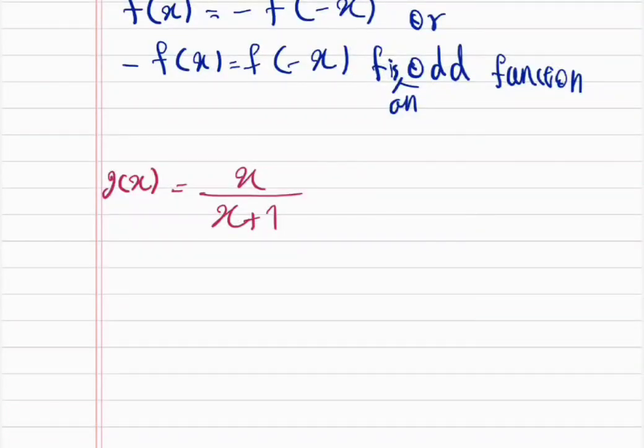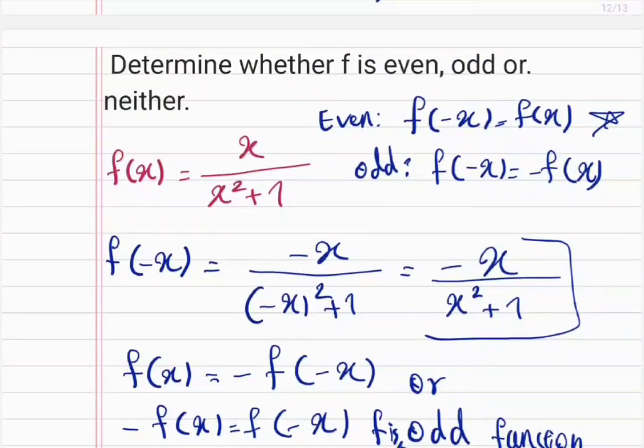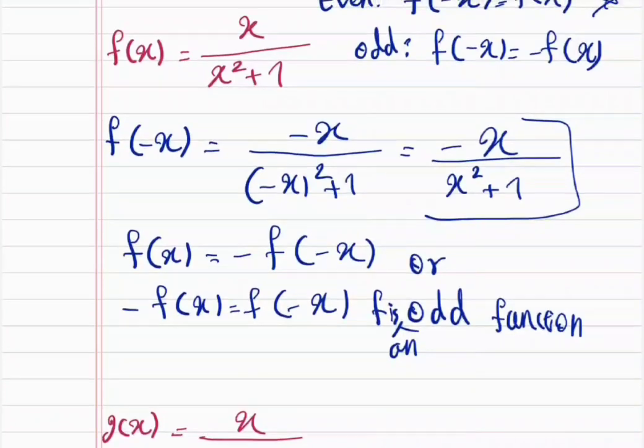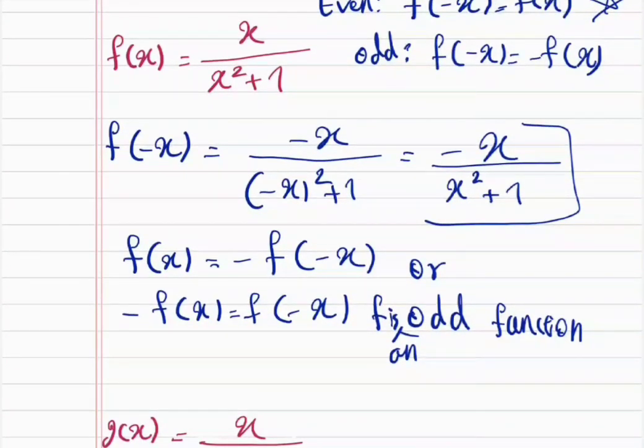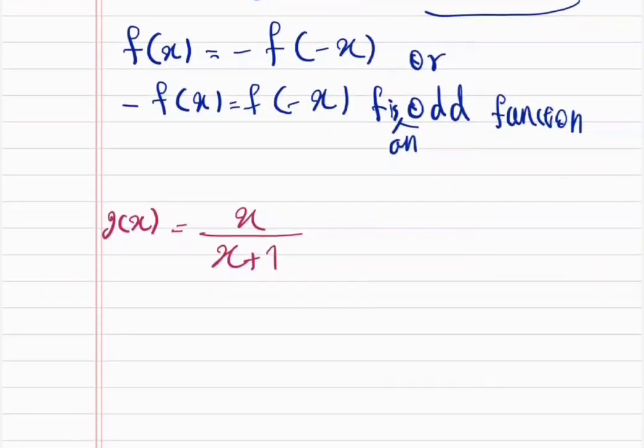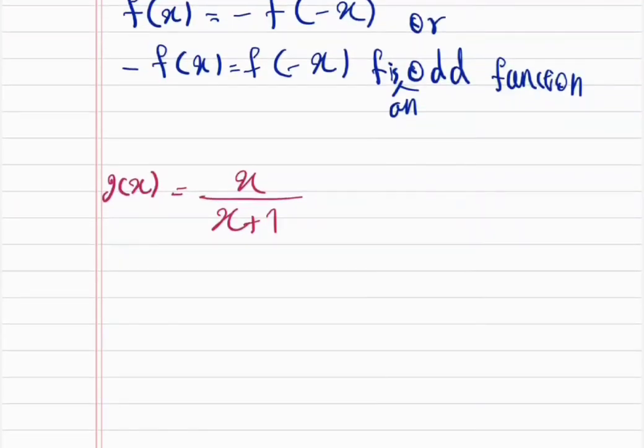Okay, in this video, we want to determine whether the given function is even, odd, or neither. Last time we worked on this example, and we came to the conclusion that this is an odd function. But today we want to see if g of x, which is x over x plus 1, is odd, even, or neither, because it is possible to be neither odd nor even.